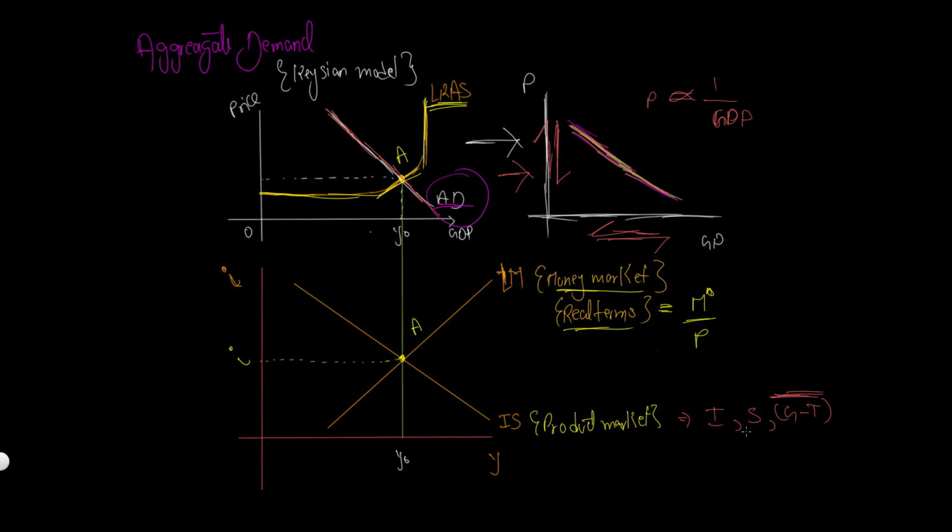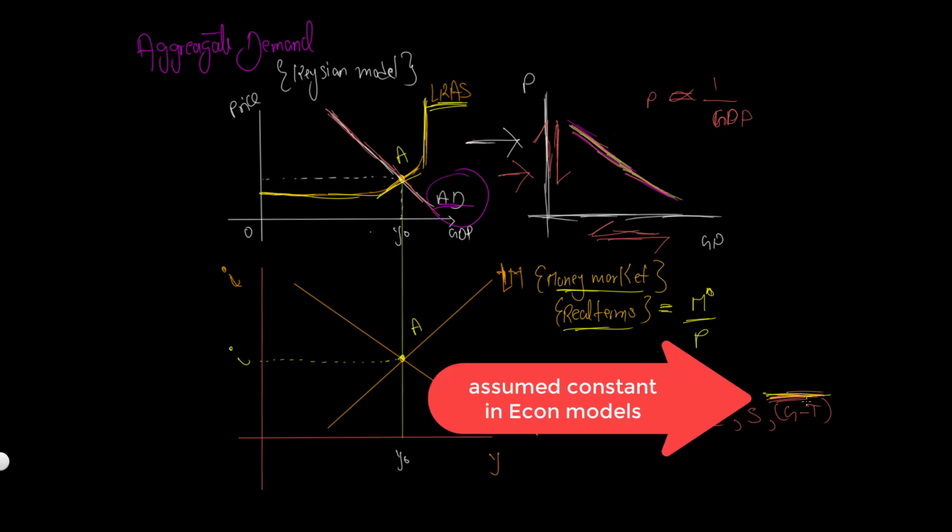In the previous video, I went through how changes in government spending and taxation would shift the IS curve towards the right or left. So to reduce complications, we assume in the derivation of the IS curve that government spending and taxation are exogenous, which means they are constant.